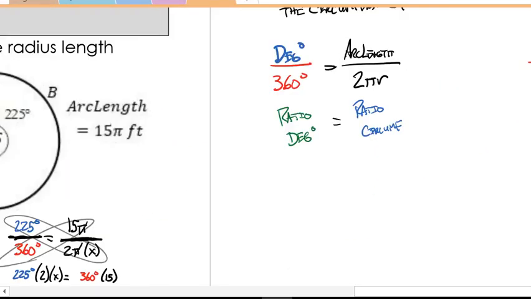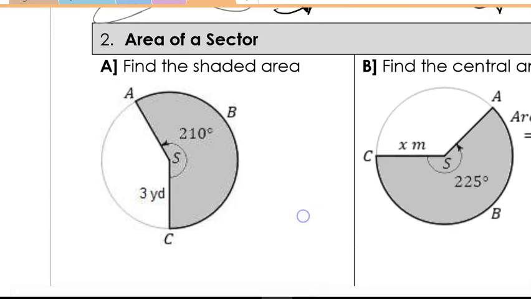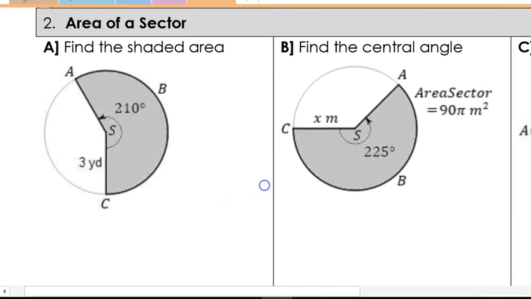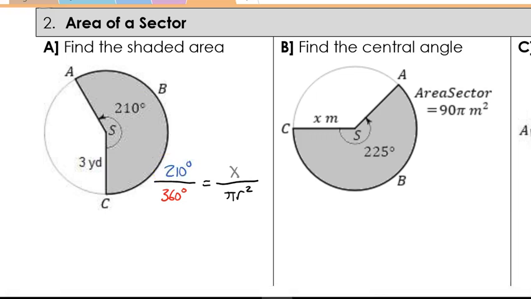So from here then, let's go ahead and take a look at our area of a sector. We want to go ahead and find the shaded area. So let's take a look at that proportion, which is a ratio of degrees to a ratio of areas. We're asked to find the area of the sector here, so that's going to be our unknown value that we solve for. We are given the degree here of 210. And we're also given the radius value, which we're going to square. So this is in fact going to be 3 squared.